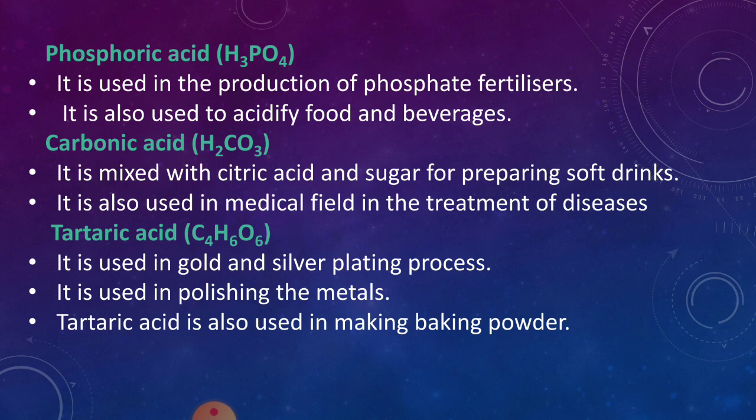Then again, phosphoric acid, H3PO4. We have studied phosphoric acid in sulfuric acid. Phosphoric acid is used in making fertilizers, that is phosphate fertilizers, a rich source of phosphorus. Then it is used to acidify food and beverages. Then it is used to clean and rust-proof products.